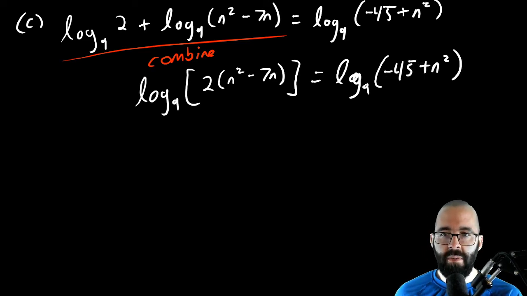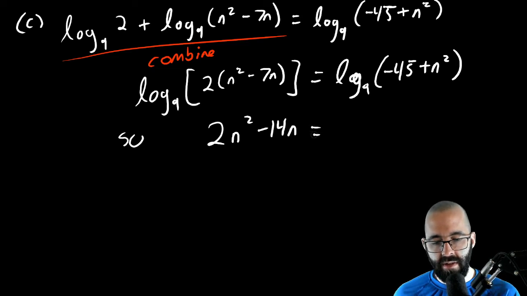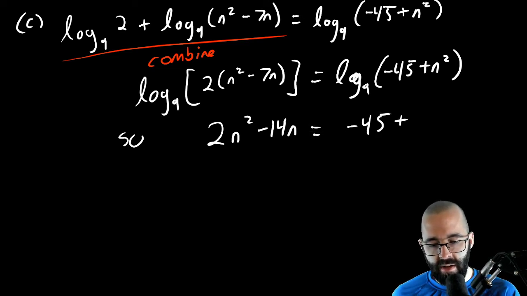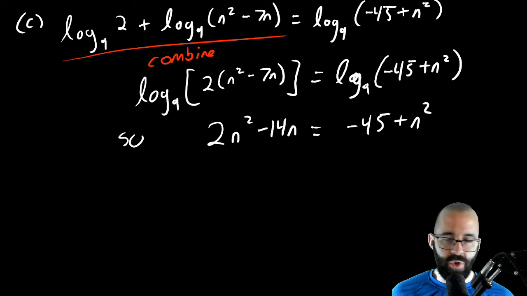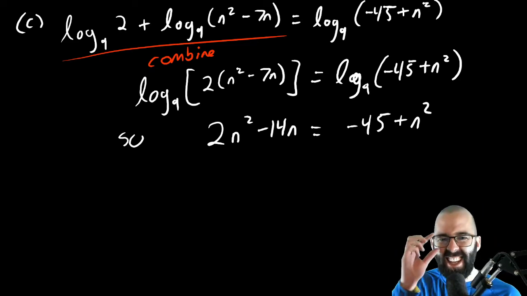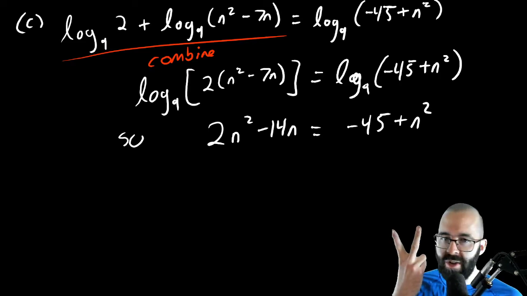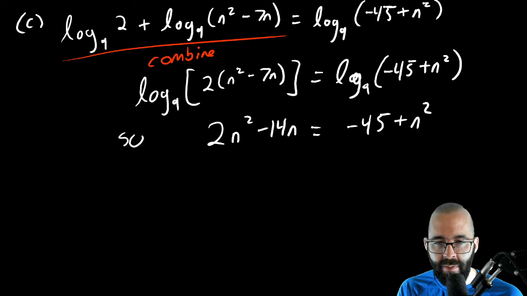Two logarithms with the same base equal to each other, then their insides must be equal to each other. Let's distribute. And we've got a quadratic equation on our hands. Woohoo! Just like that second video. Quadratic equations: factor them, use the quadratic formula, complete the square, all great methods.